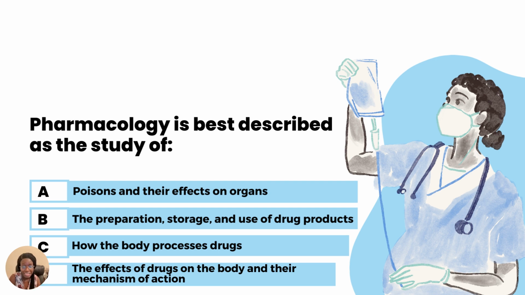The answer is D, the effects of drugs on the body and their mechanism of action. Options A and B touch on aspects of other disciplines related to pharmacology. However, the core of pharmacology is best described by the effects of drugs on the body and their mechanisms of action.